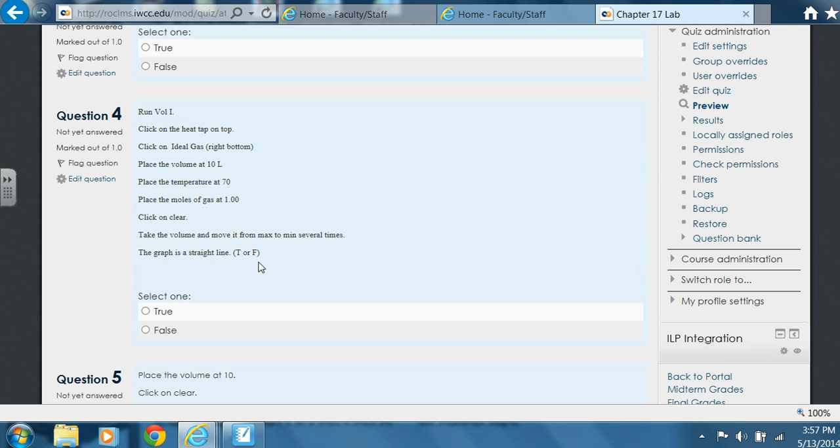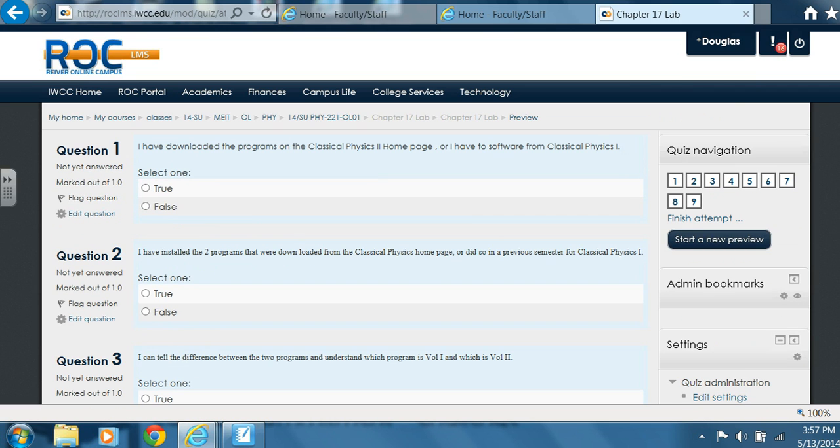Is the graph a straight line? False. It wasn't a straight line. Okay, see how that works? Yeah, that's the way that works. And I know there's other people that know how to do that. Anyway, so there's 9 different questions like that. That's all there is to lab 17.